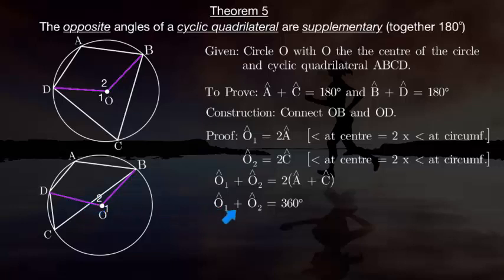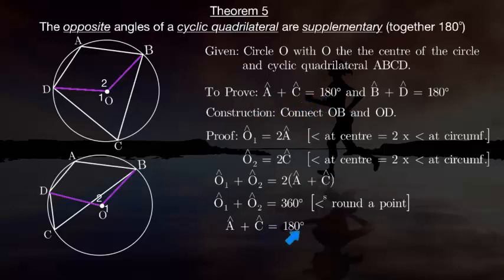So angle O1 plus angle O2 is equal to 360 degrees. Now if O1 plus O2 is 360, and that is equal to 2 times angle A plus angle C, then angle A plus angle C must be equal to 180 degrees, because 180 times 2 must give us this 360 because they are equal. So that means angle A plus angle C is equal to 180 degrees. There we go. So we proved this first part.